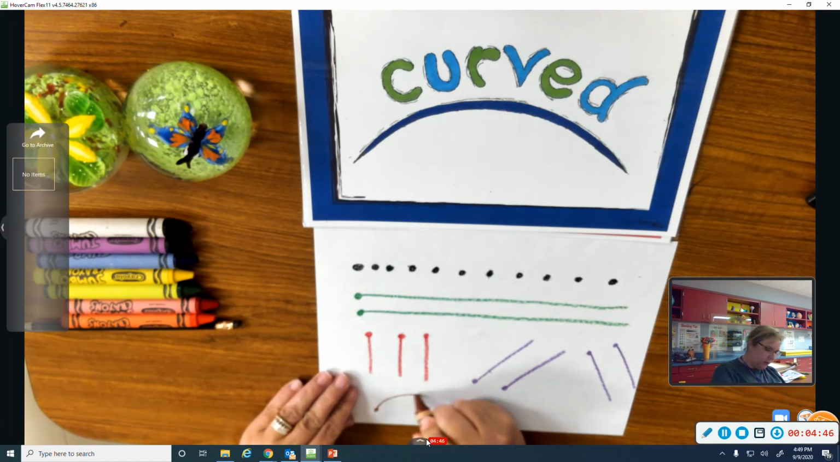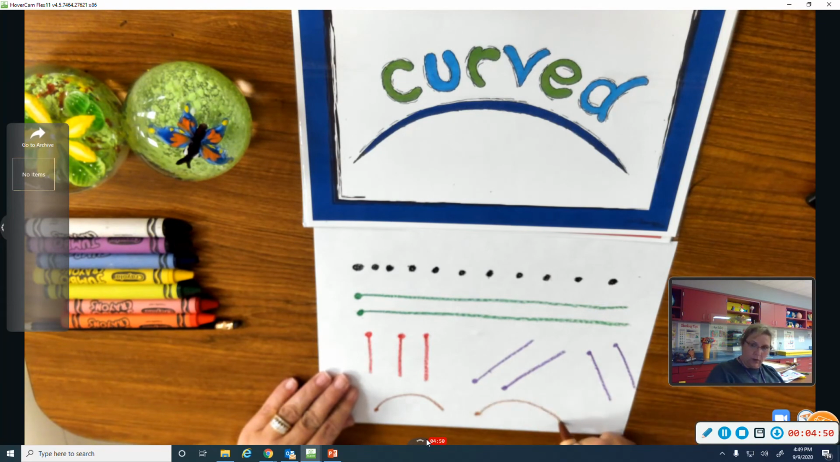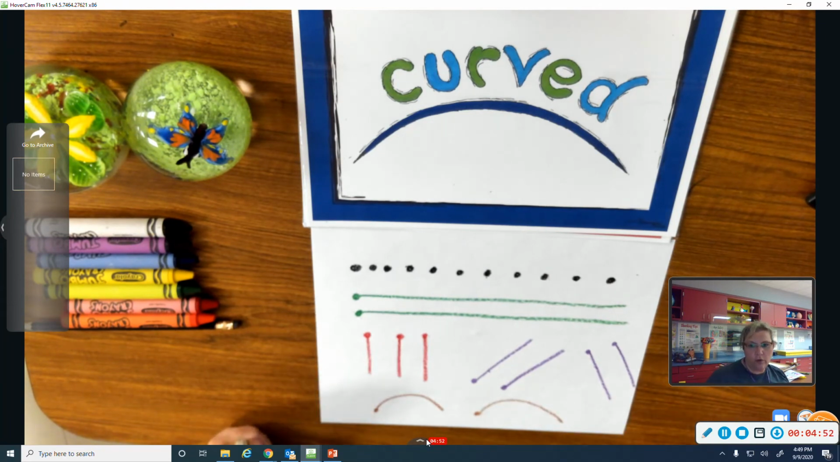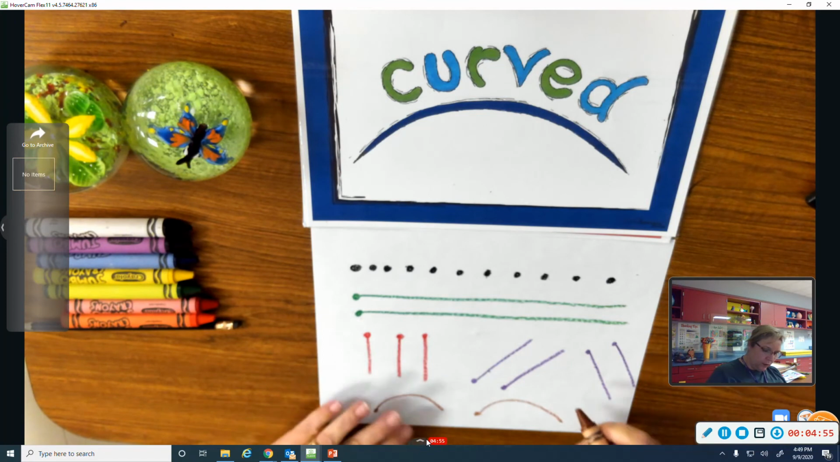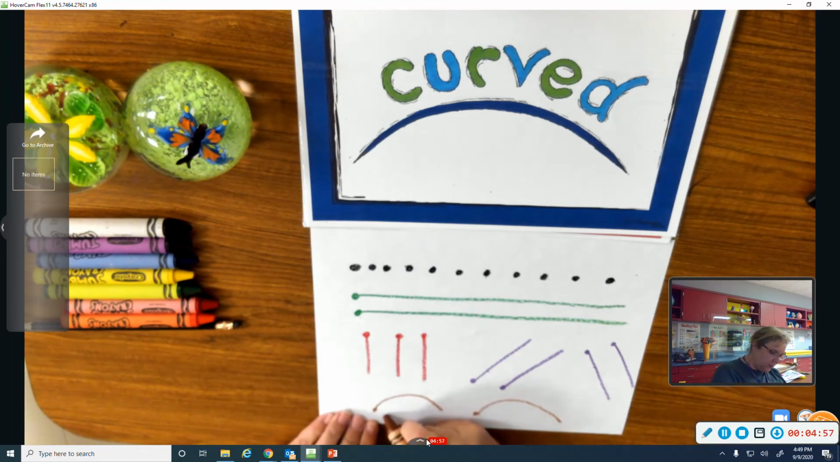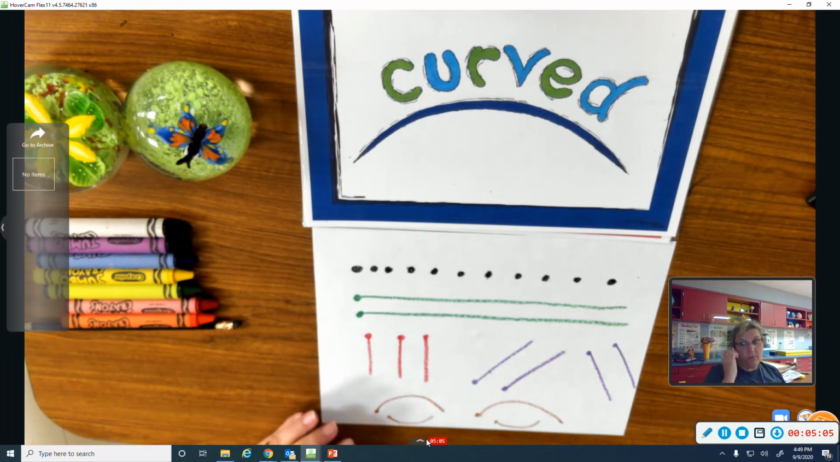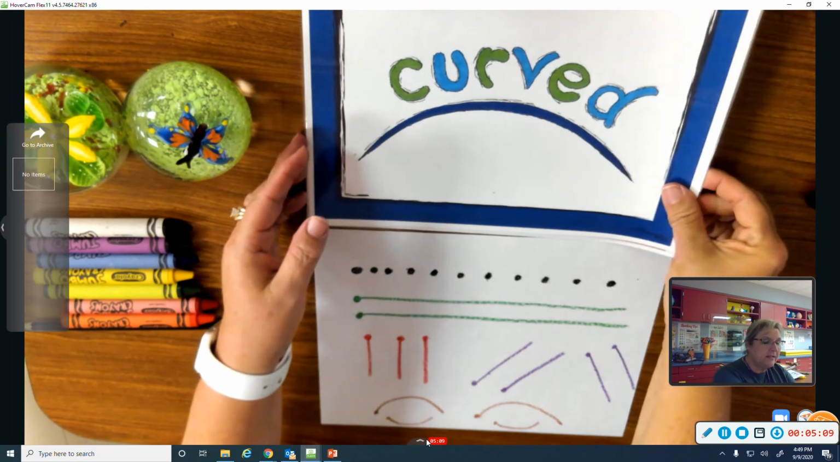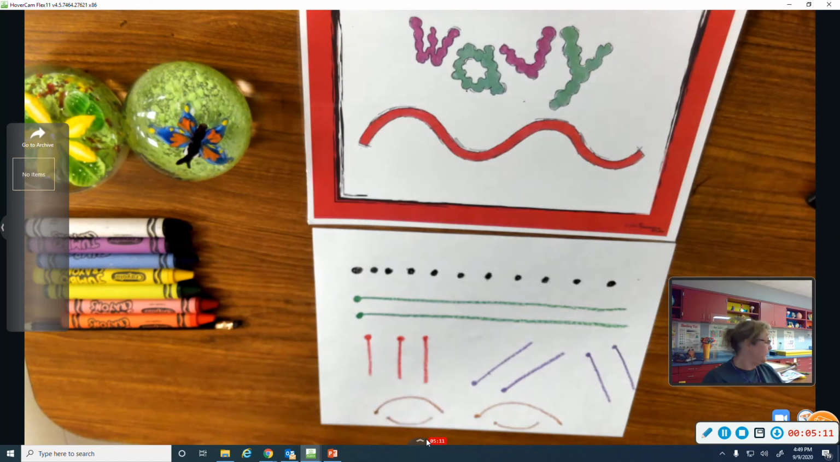And I'm going to go curve. And I'm going to go curve. And there's our curve line. And we can make curved lines go up too. We could go dot and make it look like a smile. Dot, make it look like a smile. So all of those are very important lines. So now let's put them together and make some very special lines.